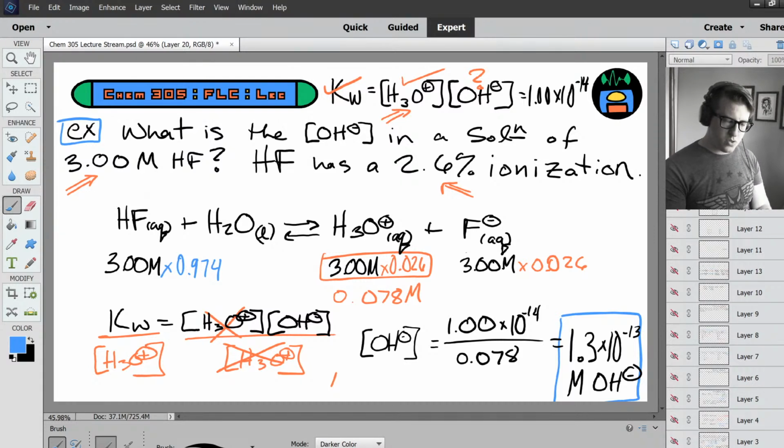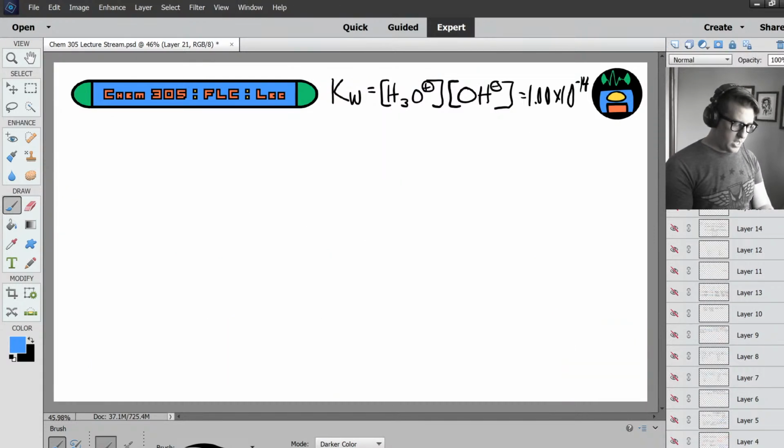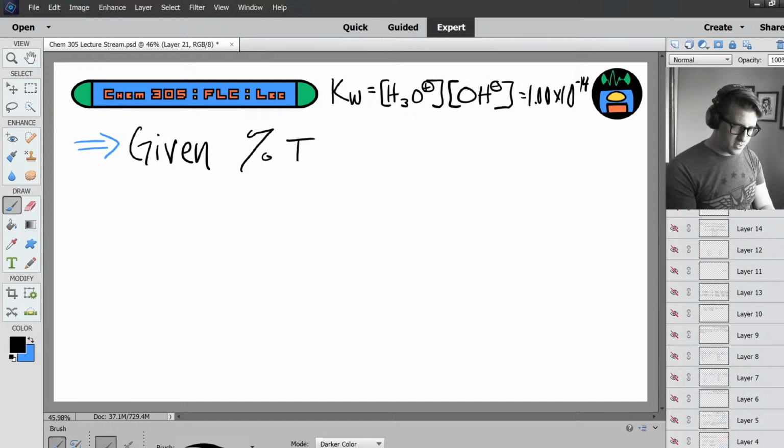So, and this is good whenever you're given the percent ionization.